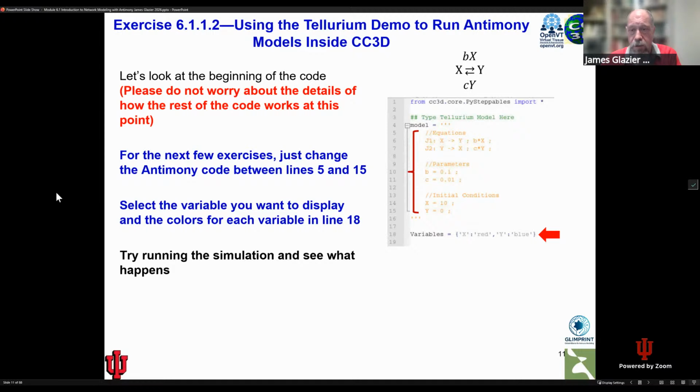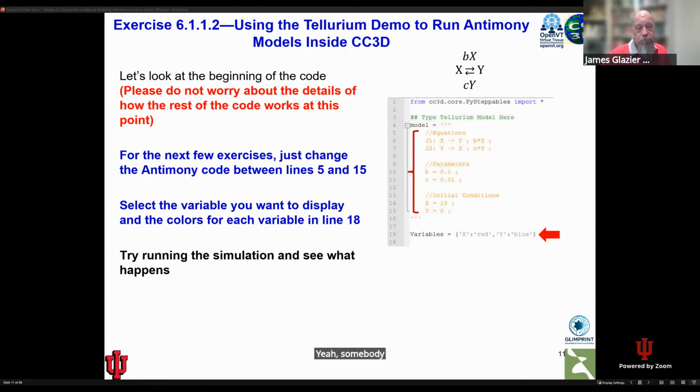Now let's just look at what that code is going to look like. If you open the CC3D Python steppables, what you will see in it is a section that says model equals triple quotes, equations: J1: X goes to Y; iterate bx; J2: Y goes to X; iterate cy; parameters, initial conditions, and then below that variables: X, the color of the variable, Y, the color of the variable. Please run the simulation and give me a screenshot in the chat of what you see.